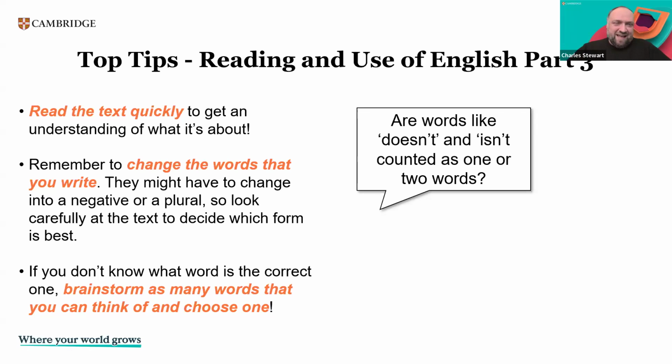I see a very mixed bag, a few more twos than ones. So this is extremely important to understand. Contractions like doesn't or isn't are always counted as two words. Therefore, in this portion of the exam, it will not be doesn't or isn't because you're looking for one word. Now, there is one exception though. Does anyone know what the exception is?